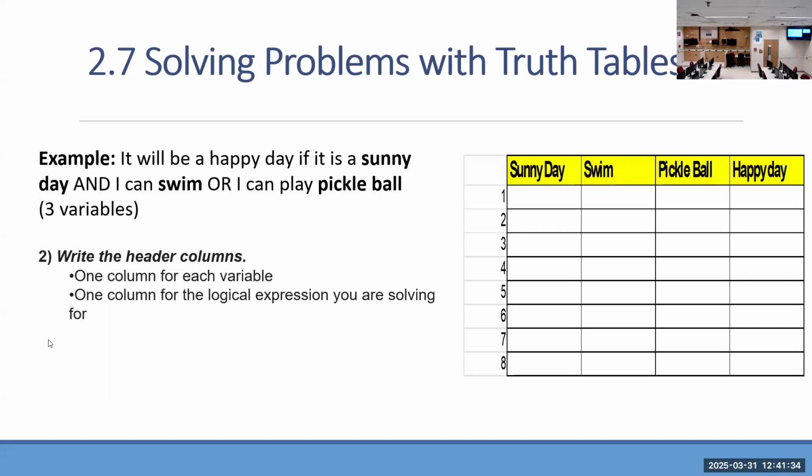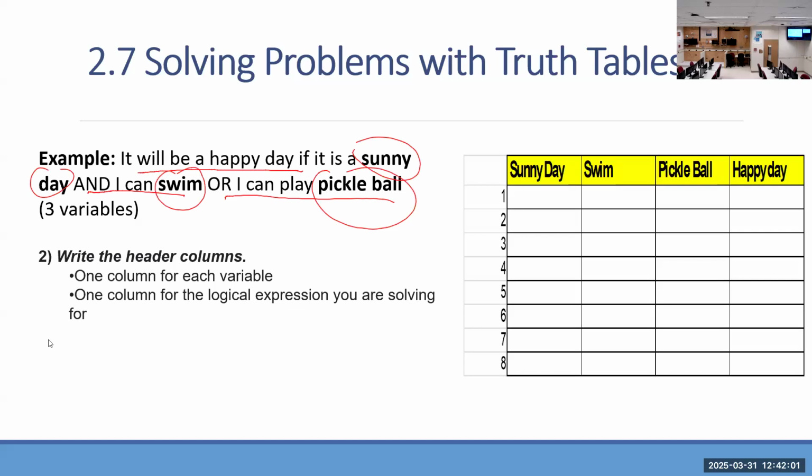It will be a happy day. It is a sunny day, and I can swim or I can play pickleball. So I have 3 variables. The first one, sunny day: it's a sunny day or not. The second one, I can swim or not. The third one, I can play pickleball or not.